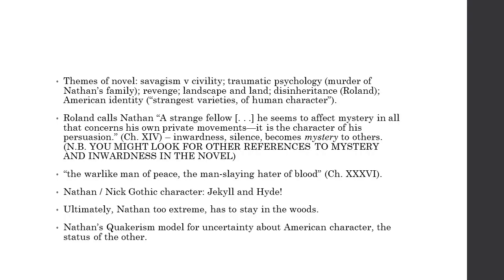So the themes of the novel. Clearly it's about savagism and civility. But as we've seen, the border between those two things, and borders are always blurring in the Gothic, becomes problematic. Someone who appears civil might turn out to behave very savagely. The novel is also about trauma and the psychological consequences of trauma. Think about the murder of Nathan's family, which gives some hint as to why he may behave the way he does. So it's also a story about revenge.